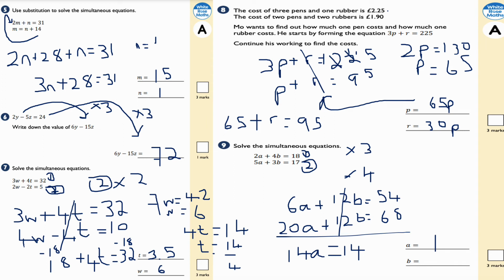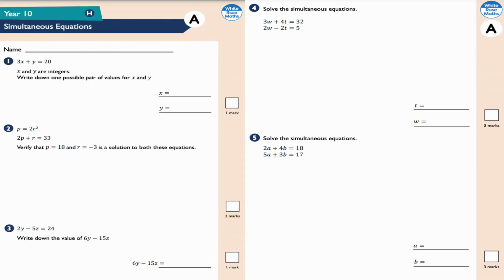If a is equal to 1, then 2 times 1 is 2. 2 plus 4b is equal to 18. Take away 2 from both sides, so 4b is equal to 16. Divide both sides by 4. We get that b is equal to 4. Okay, for that question.